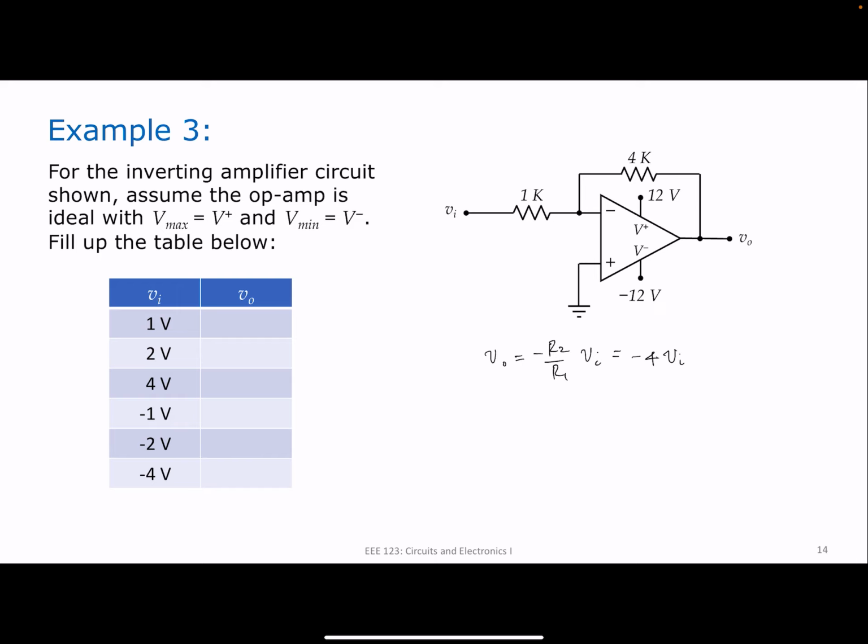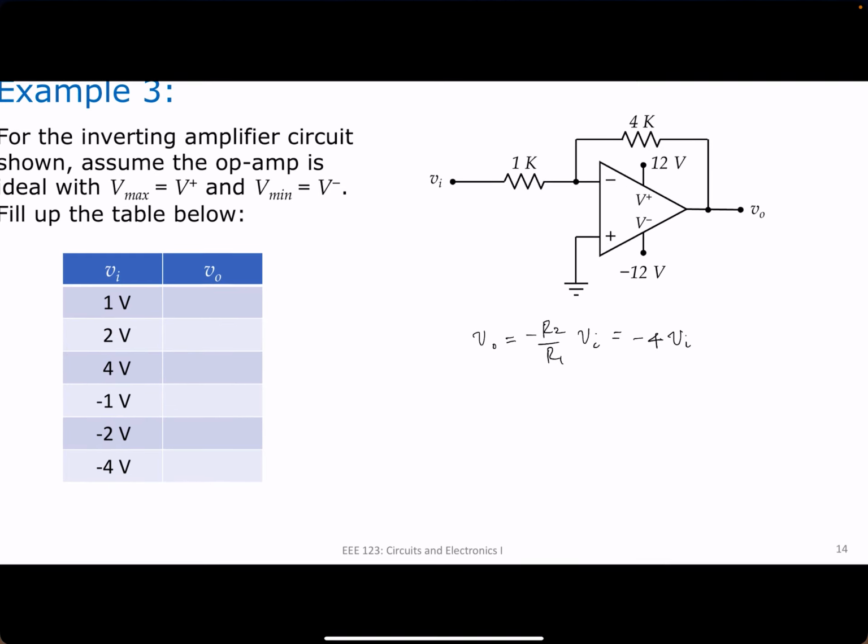Now we add a constraint. Again, to simplify matters, let's just assume that Vmax is V plus, which is 12 volts, and Vmin is V minus, which is minus 12 volts. So let's fill out this table. If your input is 1, what should your output be? Minus 4 times 1, or minus 4 volts.